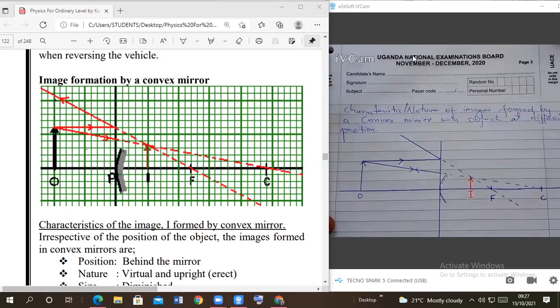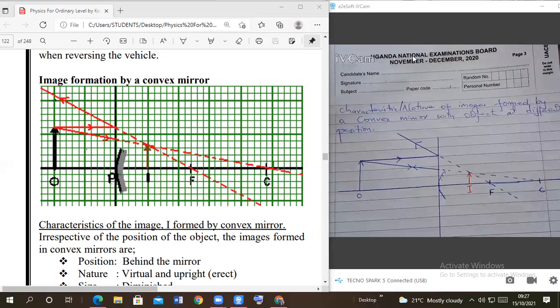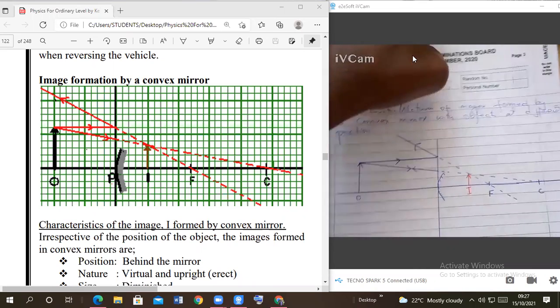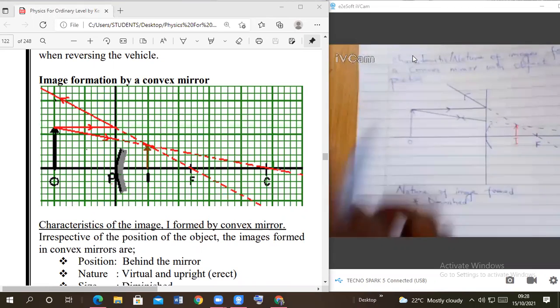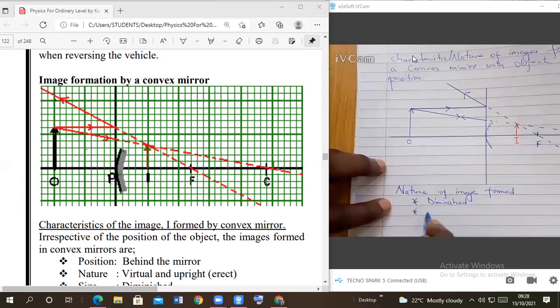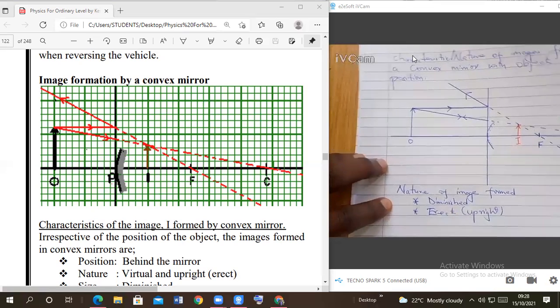What can you say about the image, members? What's the nature of the image? It is diminished. Good. The image is diminished. What else? The image is inverted? Is it inverted? Look at it well. It is erect. Not so. The image is erect, upright.